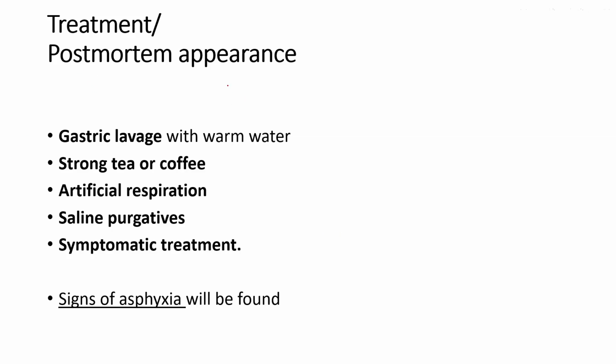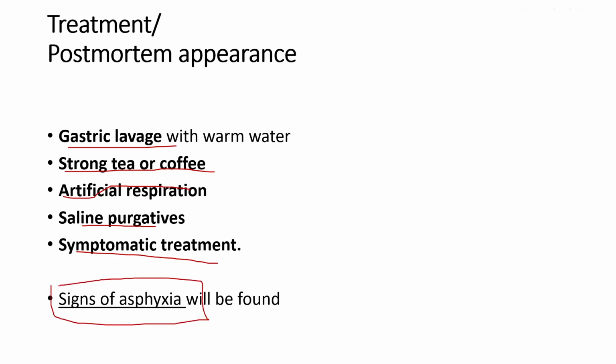Let's talk about treatment and the postmortem appearances. The treatment will be gastric lavage with strong coffee and tea, artificial respiration, saline purgatives, and symptomatic treatment. Signs of asphyxia are commonly found in the postmortem appearances. We will be discussing the signs of asphyxia in the asphyxia chapter.